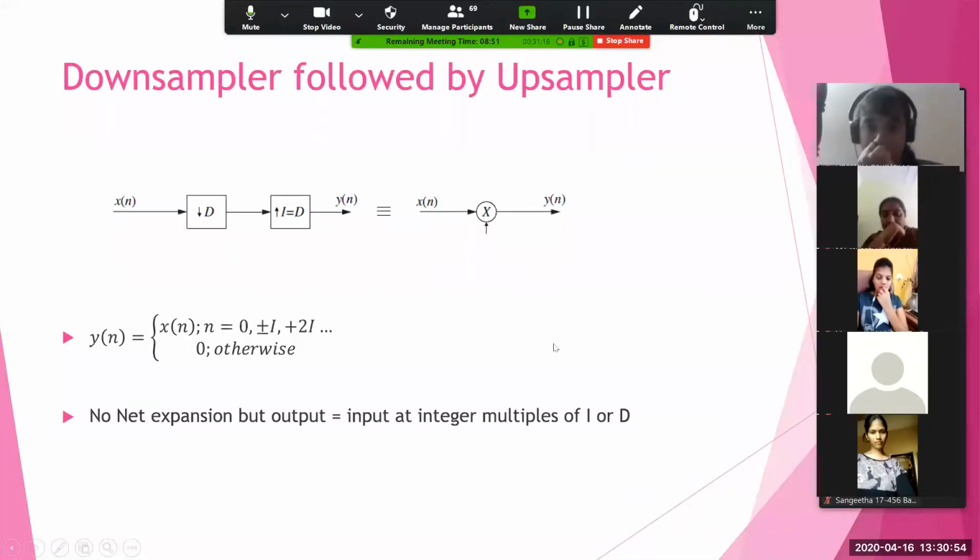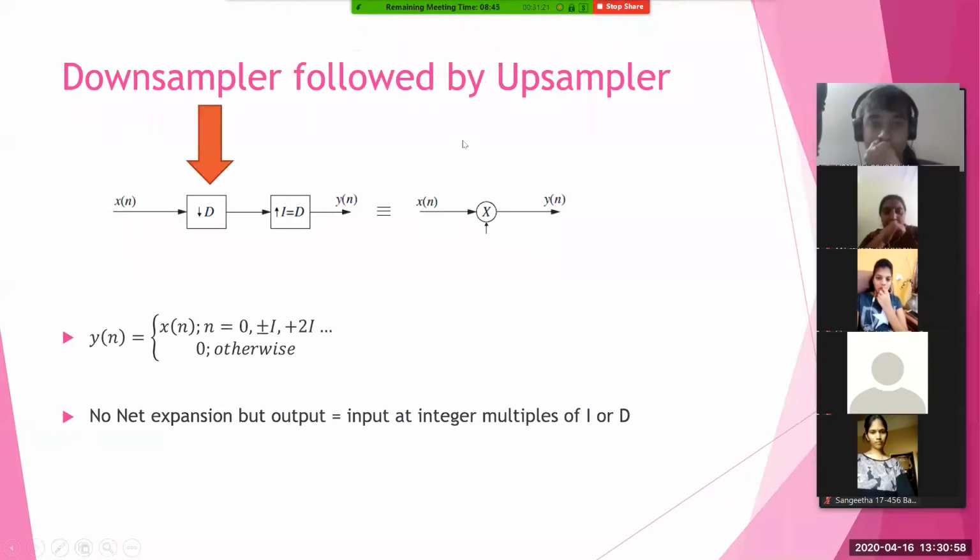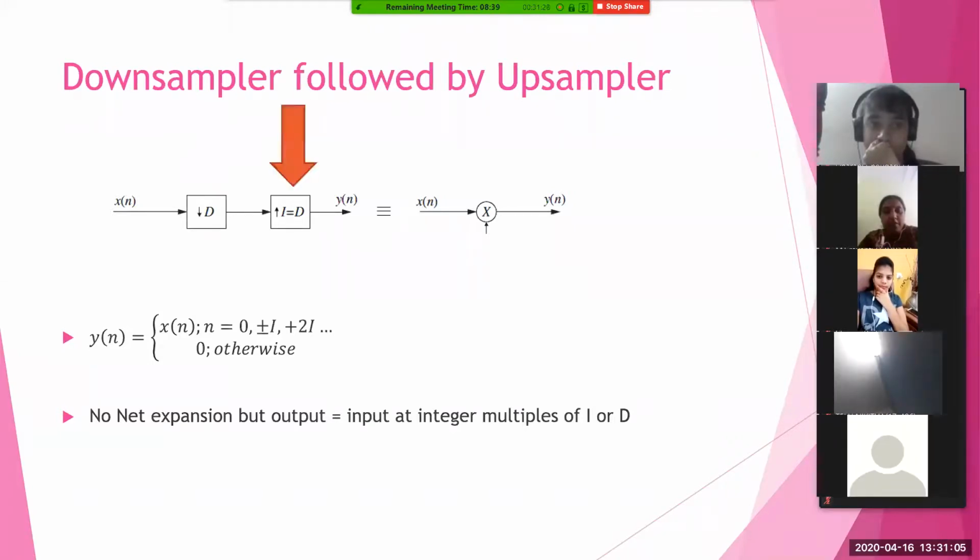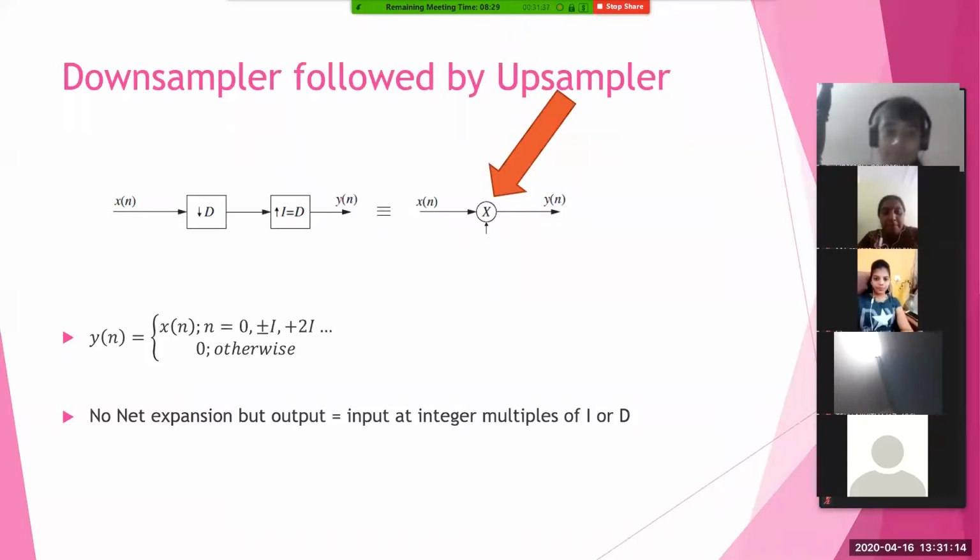Because this is opposite to it, but this is different. Here what we have is a decimator first, or a downsampler first, and it is followed by an upsampler. But here they don't really cancel each other. This is very important. For an upsampler followed by a downsampler of the same value, they cancel each other. But a downsampler followed by an upsampler, they don't cancel each other.